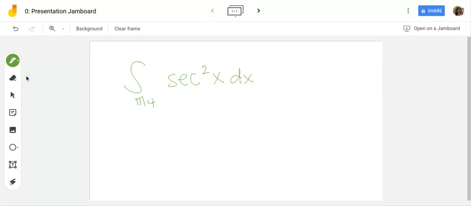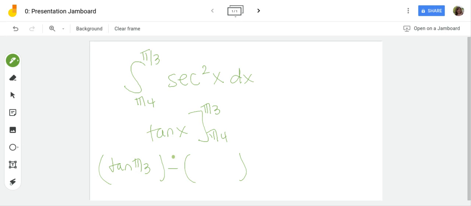Let's do, we'll just do pi over 3. All right. So we want to do the antiderivative of secant squared. Well, we know that's tan. I don't need my plus c because I'm evaluating from pi over 4 to pi over 3. So next I do the fundamental theorem of calculus. So I'm going to put pi over 3 in first, so the tangent of pi over 3. And then I'm going to put pi over 4 in there, the tangent of pi over 4.